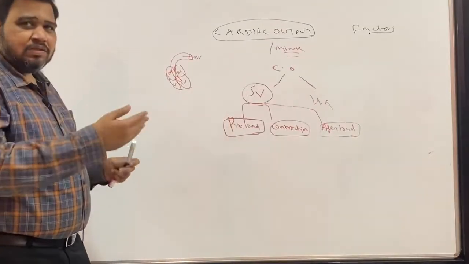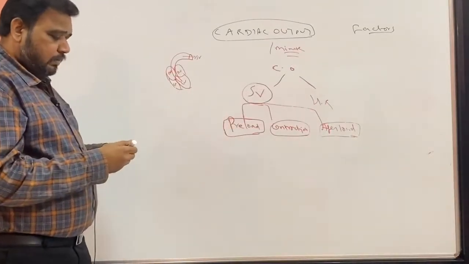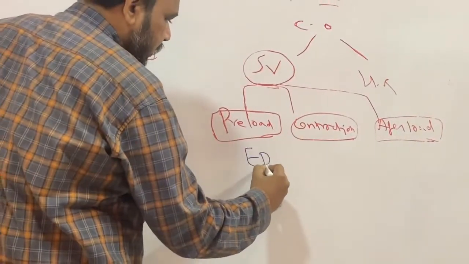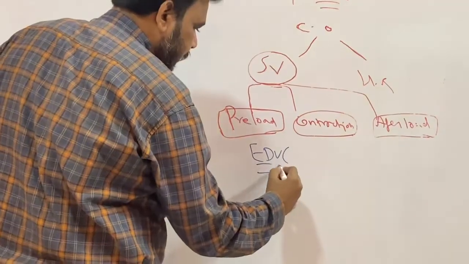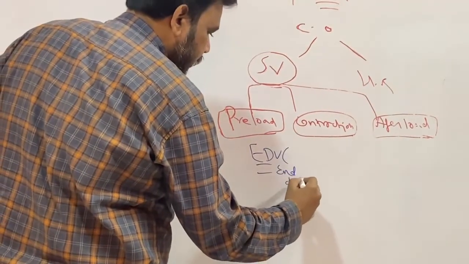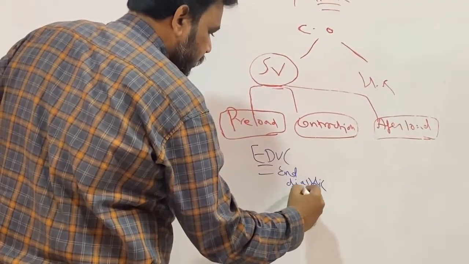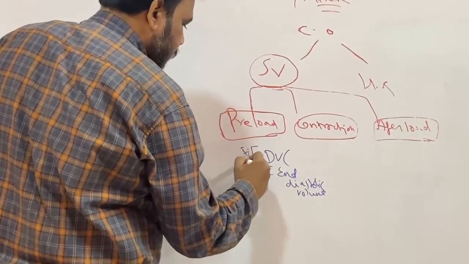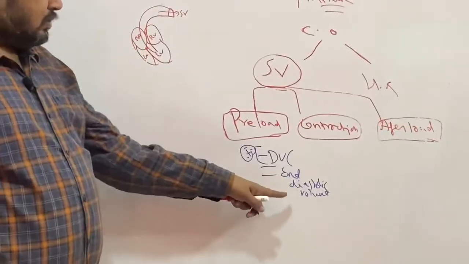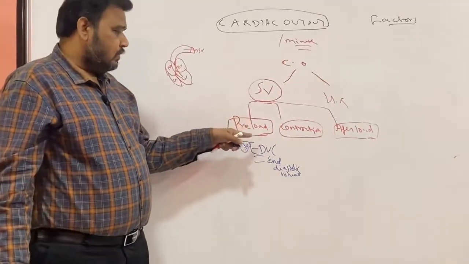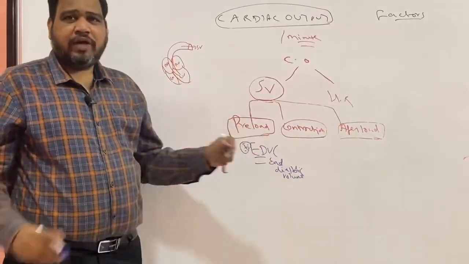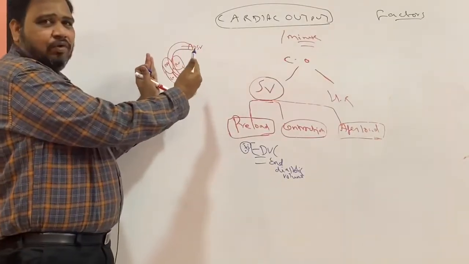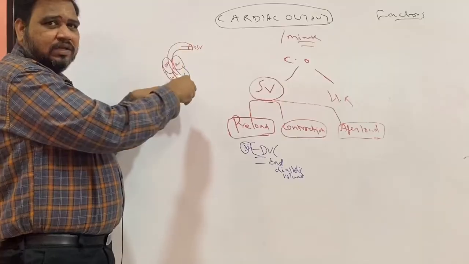Preload is whatever is going to come into the heart, otherwise known as end diastolic volume. End diastolic volume is the one which determines the preload. What do you mean by end diastolic volume? Diastole means ventricle relaxation. So when the ventricle is relaxing fully, how much blood is present in it?